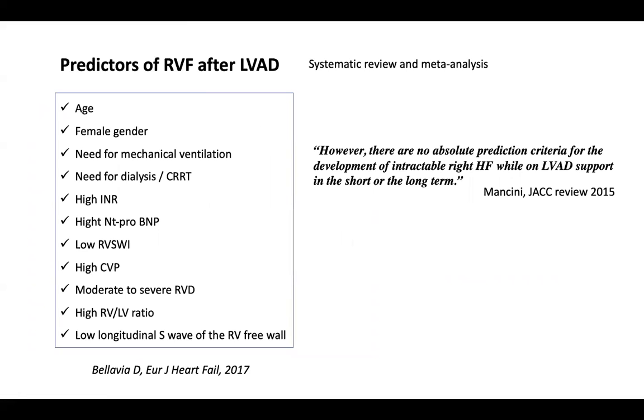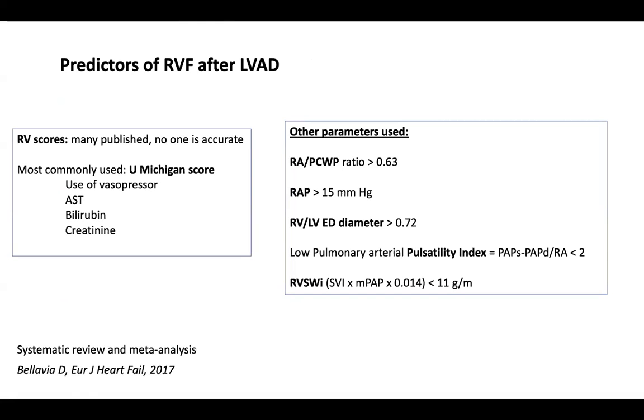So you need to have in mind a couple of predictors of right ventricular failure. There is no one that's going to predict RV failure well. So I don't think you're going to have a question about that, because there are too many predictors from too many studies with too much heterogeneity. But still, some are pretty strong, like age, female sex, need for mechanical ventilation before LVAD, need for dialysis, high INR, high NT-proBNP, high CVP, and some other parameters. I think you really need to know those parameters.